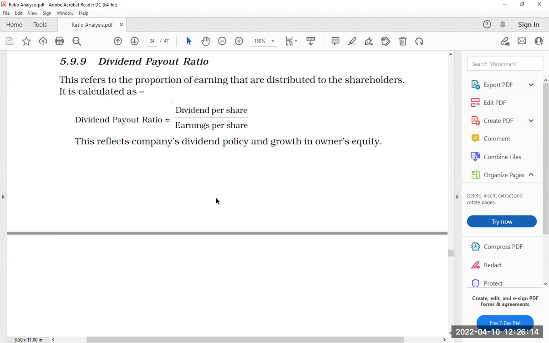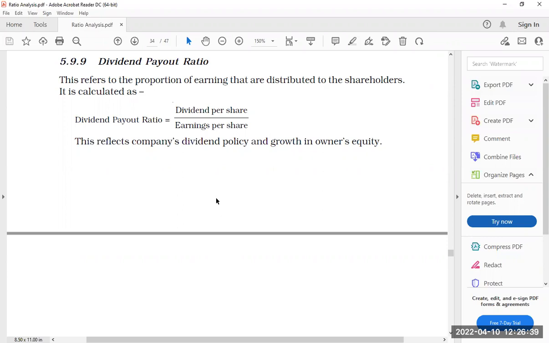Or 0.2, 20%. So dividend payout ratio is nothing but DPS divided by EPS. Dividend per share 2 rupees in my example divided by EPS, earning per share 10 rupees in my example. So 2 by 10 is equal to 0.2. So 20%.